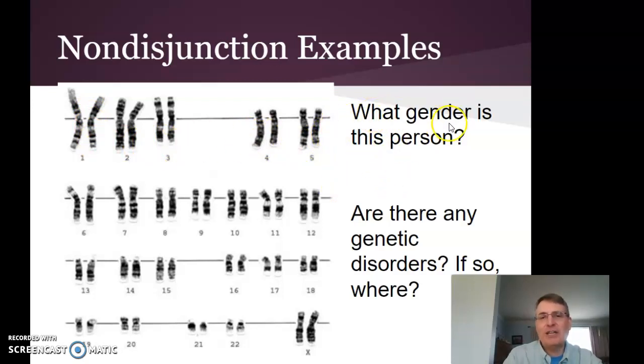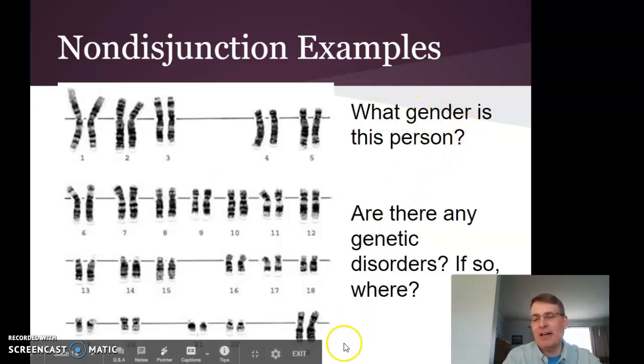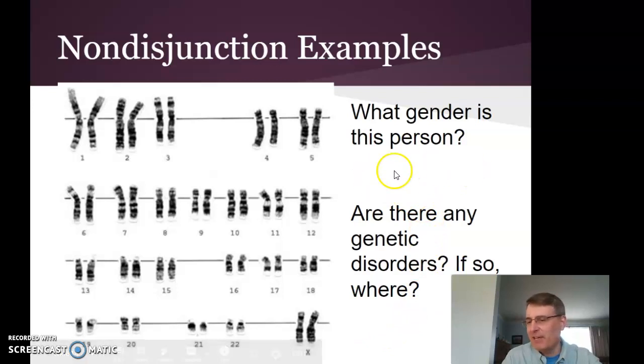The first question that we always ask with nondisjunction is the gender. That's easy to see. You look down here at the sex chromosomes, the last set put up. Here we've got 2 large equal-sized chromosomes. Those are going to be the X chromosomes. Therefore, this will be a female, because females have 2 X chromosomes. The next question is, are there any genetic disorders? If so, where do they take place? So we look and say, okay, there are 2 number 1s. That's what's supposed to be there.